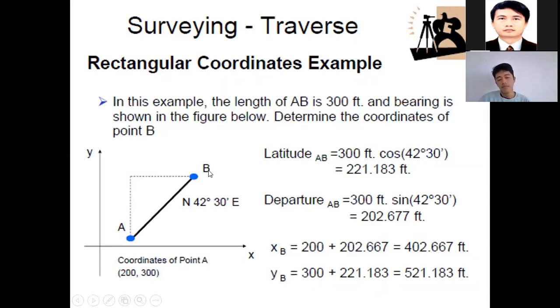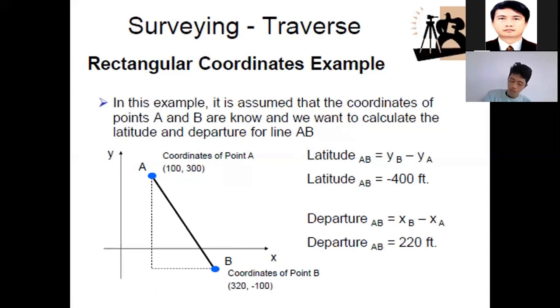Similarly, for y sub B, given the y value of point A, we need to add this component. This component for the line segment AB represents the latitude. So 300 plus 221.183 will give us 521.183. Any question on this part, class? None? Okay.